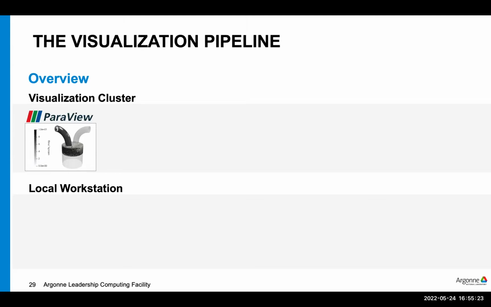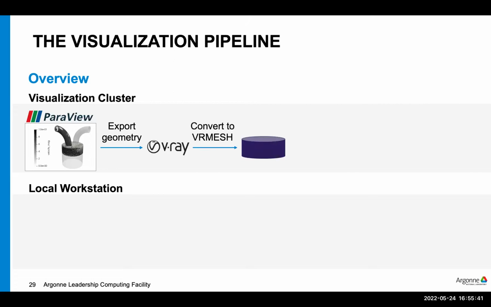So once we applied our filters and figured out that pipeline, we exported all that geometry for a couple, few hundred time steps, few thousand time steps, and then used a V-Ray utility to convert that data into a format called a V-Ray mesh, which then can be loaded into Maya and used to combine that with other data.